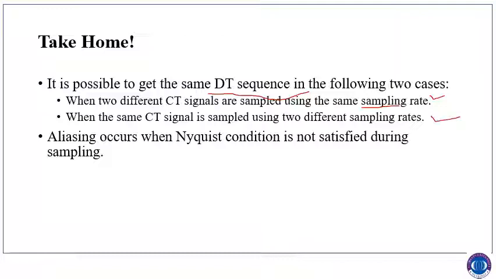So this is example number 3. Aliasing occurs when the Nyquist condition is not satisfied. Okay, so this is the takeaway, that we get the same discrete time signal when we are sampling at different sampling rates, or when we are sampling the same continuous time signal with two different sampling rates. Okay, so let's move on to the next slide.